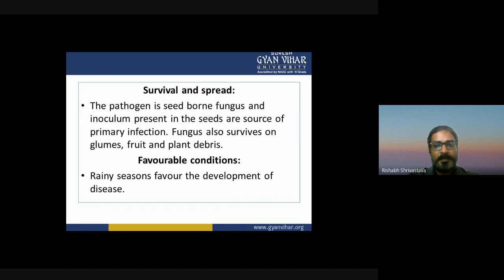Survival and spread. The pathogen is a seed-borne fungus, and inoculum present in the seeds is the source of primary infection. The fungus also survives on clones, fruits, and plant debris. Favorable conditions: rainy seasons favor the development of the disease.